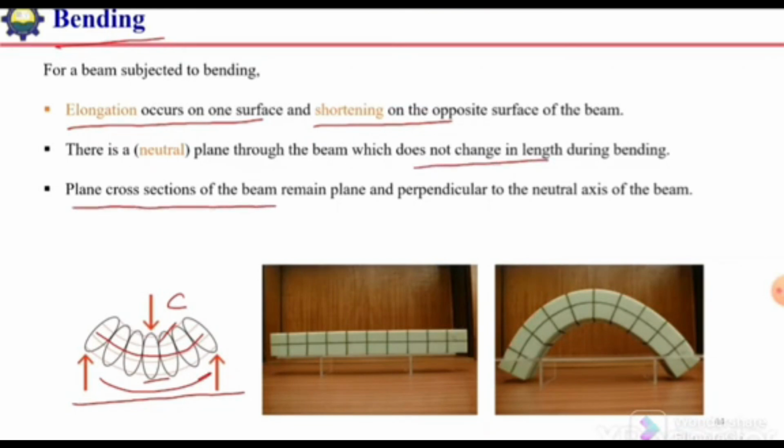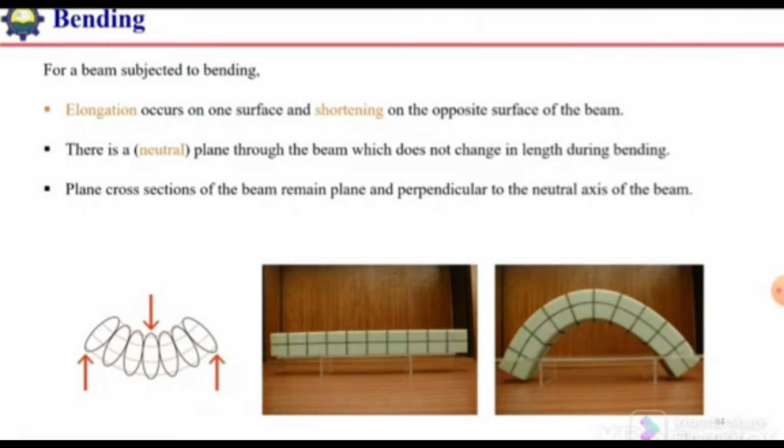In case of bending of a beam, the plane section remains plane and perpendicular to the neutral axis. We can demonstrate this with the help of a model. Here we have a beam and we have marked the neutral plane as well as the vertical section. If we bend it, at the bottom there will be compression and the fibers will be shortened, and at the top there will be tension and the fibers will be elongated, and this neutral axis will remain unchanged. Here the sections are straight, the sections are plane, there is no distortion on the section. Similarly, these sections are perpendicular to the neutral axis.